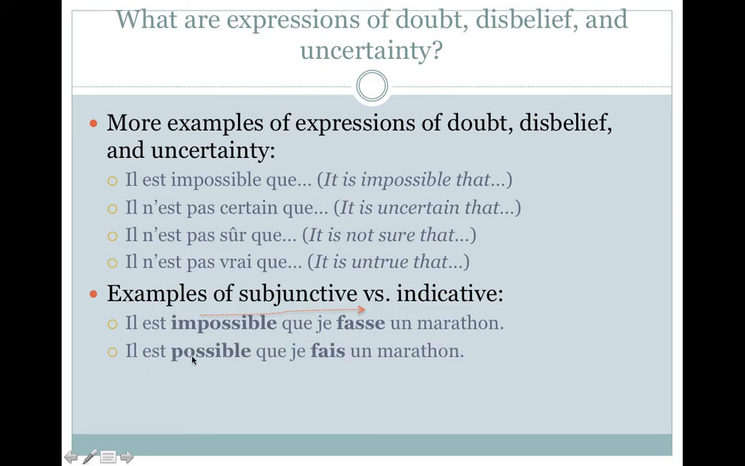However, if you say Il est possible que je fais un marathon, here with possible, it's something that is certain, right? It is possible. So we'll use the indicative tense here. So instead of fasse, we would use fais, which is our regular present tense conjugation of faire. Another way this would happen, je doute que tu sois triste. Here, because I'm doubting, you use the subjunctive, sois triste. However, je sais que tu es triste. Now I'm going from doubting it and using the subjunctive to knowing it and using the indicative.